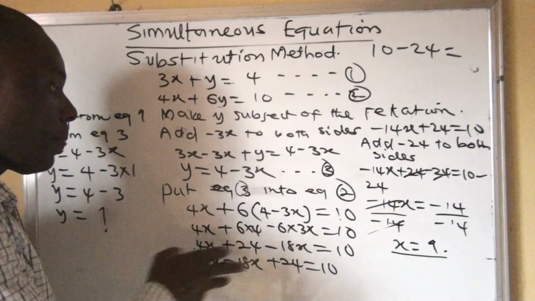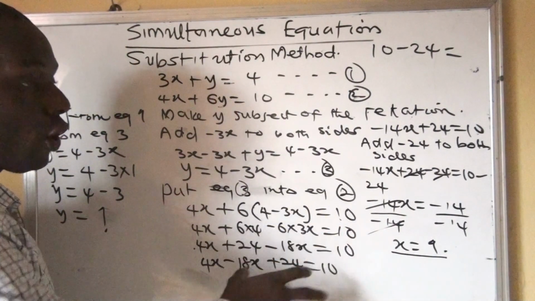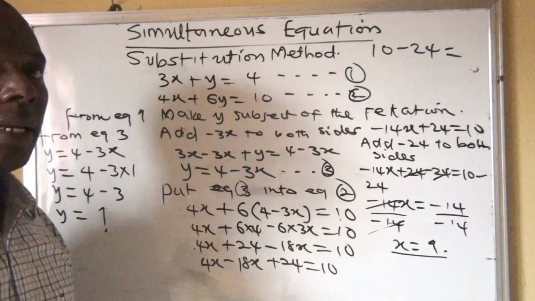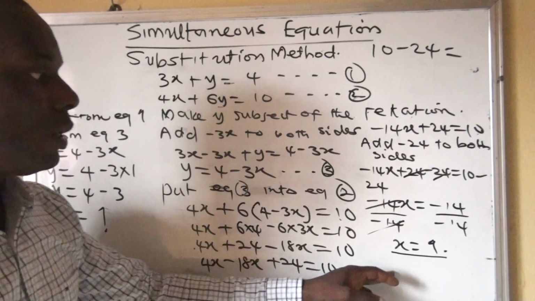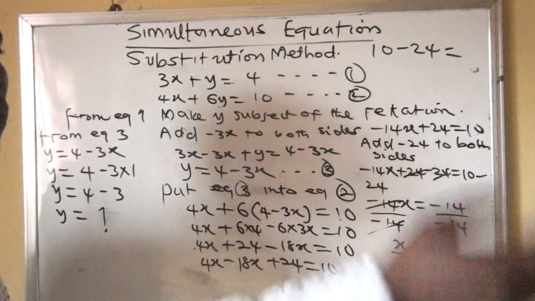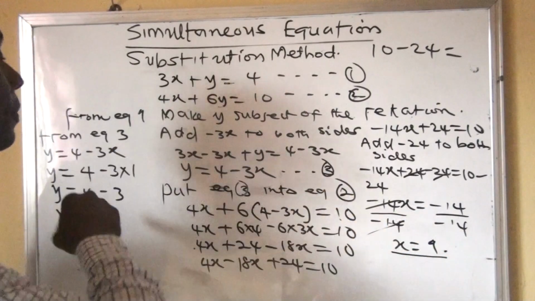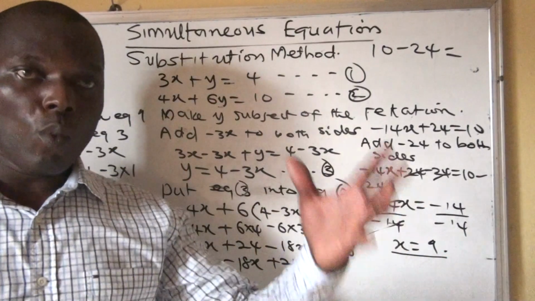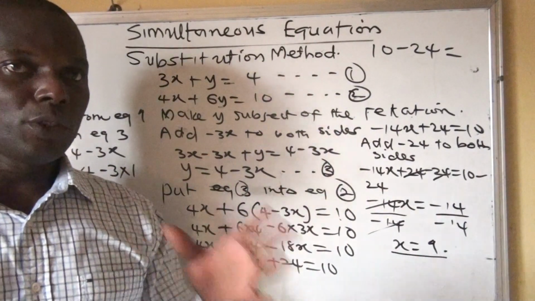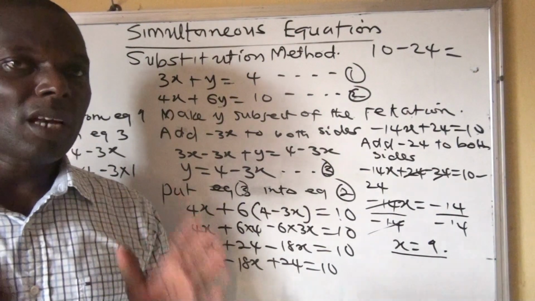Then you now find the value of the unknown using the procedure of normal linear equations, collecting like terms. Once you are done with obtaining one of the unknowns, the next thing is that you go to equation 3. Always go back to equation 3, and substitute the value there to obtain the other one that you've made the subject of relation. So this is the substitution method. The procedures are quite straightforward.